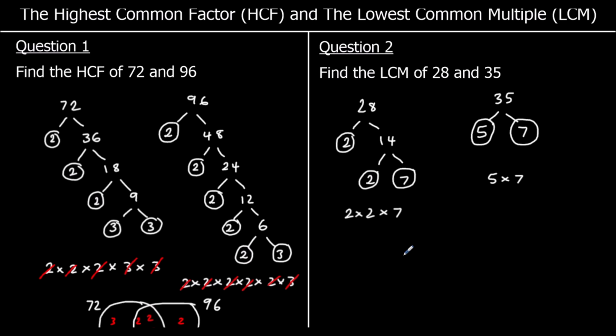So I'm going to put this into a Venn diagram. So I've got a 28 circle and a 35 circle. So they've both got a 7. So 7 is the common factor, the only common factor. And then 28's got 2 2s. And 35 has got a 5.